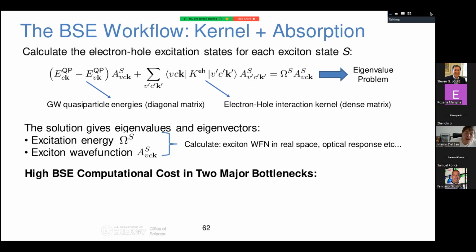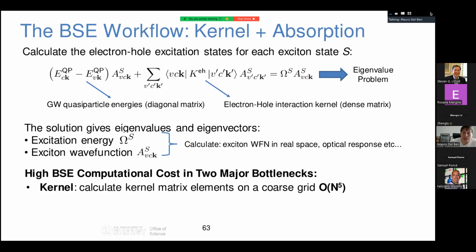Very similarly to what we have in GW, we can also break down the computational bottleneck for the solution of the BSE equation into two parts, which are implemented in two standalone modules, again for computational efficiency. The first one is the kernel.